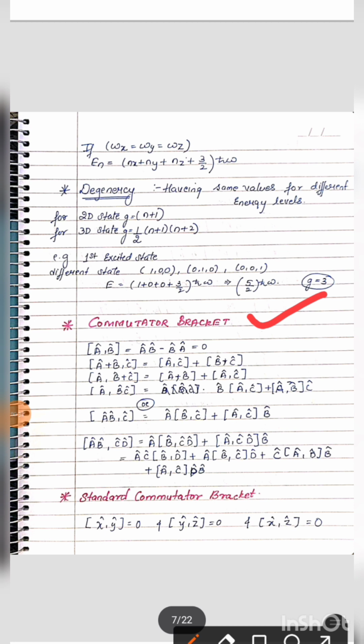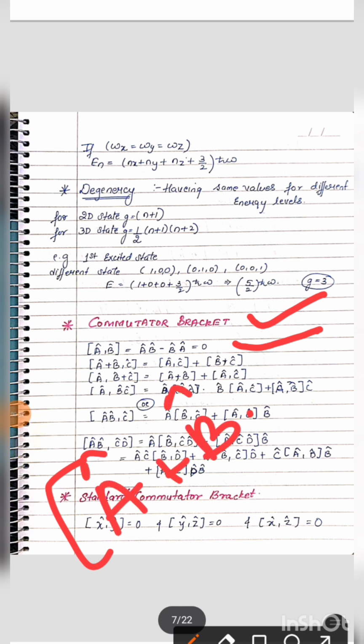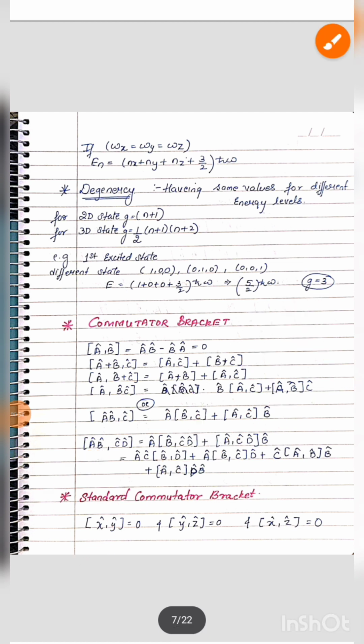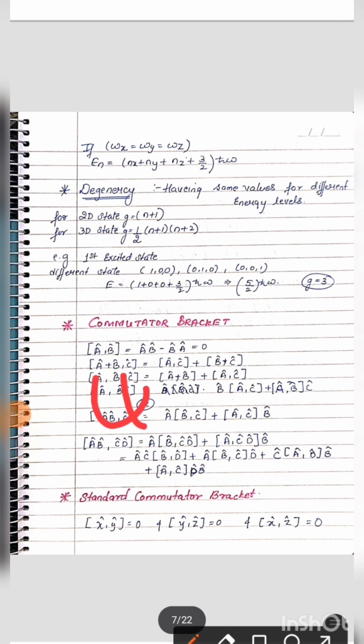Okay, so the commutator of A cap and B cap is A cap B cap minus B cap A cap. If it is the commutator bracket of A cap plus B cap comma C cap, then how will we write? We know that it is the commutator of A with C and, after that, B with respect to C. Similarly, if it is A cap comma B plus C, then we have to take the commutator of A with respect to B plus that of A with respect to C.